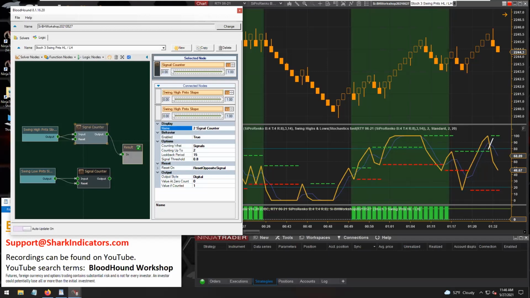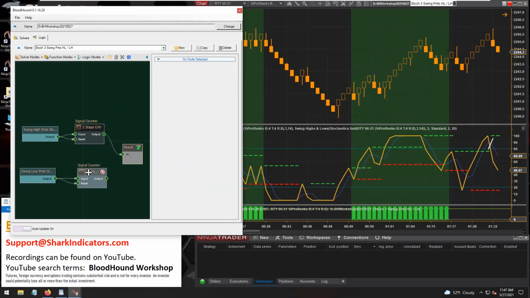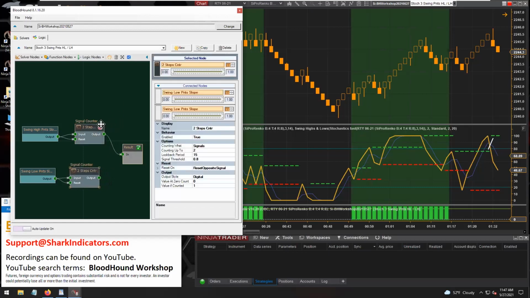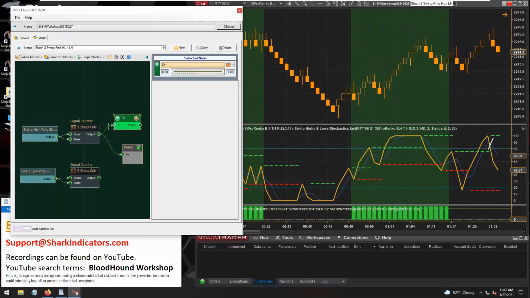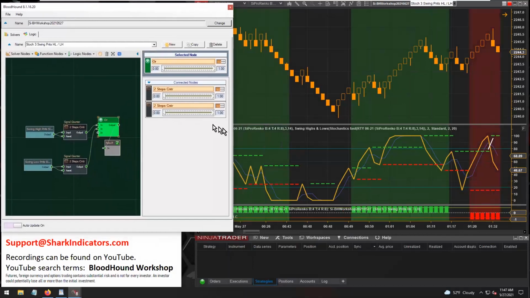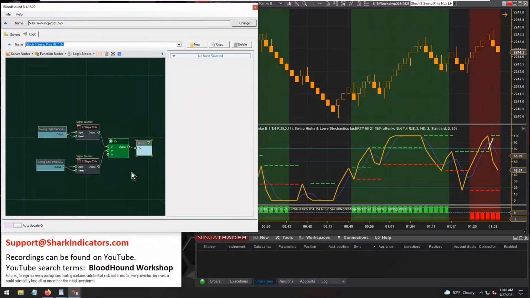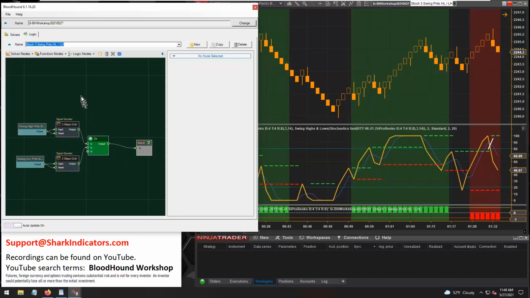All right, there we go. So we'll name those signal counters. There's a couple more steps here. Let's connect these together with an OR node. All right, so we have an OR node, and we might also want a signal blocker in here as well.